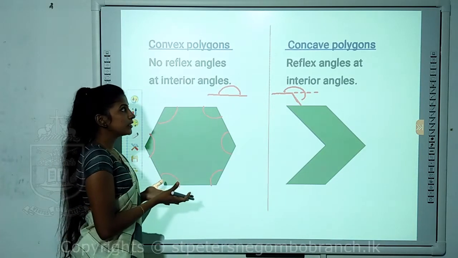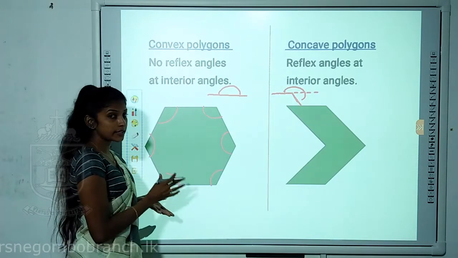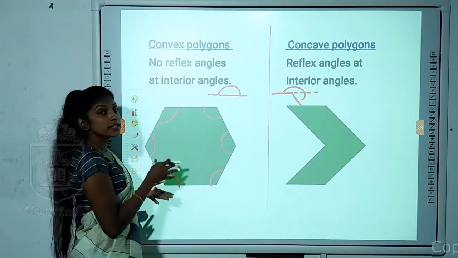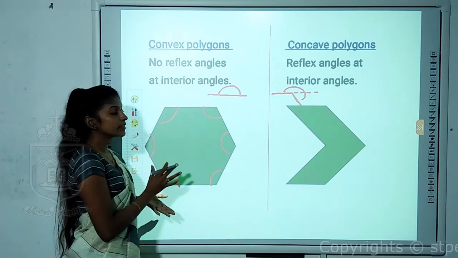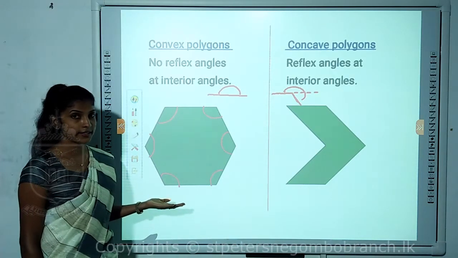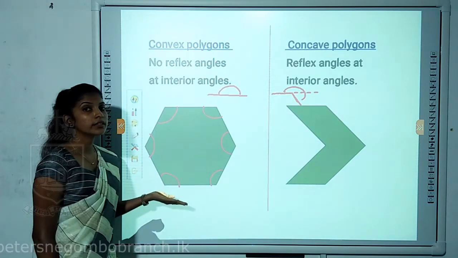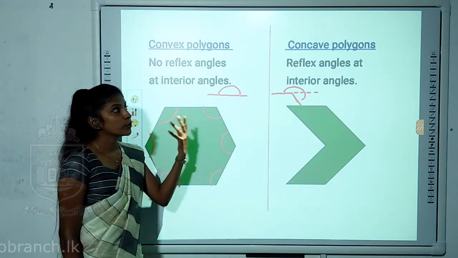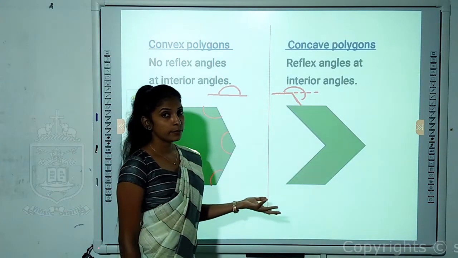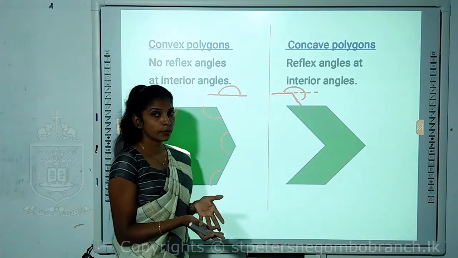So if a polygon does not have any reflex angles among its interior angles, then we can specify that type of polygon as convex. So in this figure you all can see all angles are less than 180, which means there are no reflex angles. So this polygon will become a convex polygon. So what about the concave polygon? In a concave polygon there will be reflex angles. It might be 1 or more than 1.